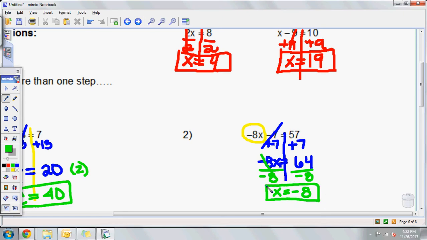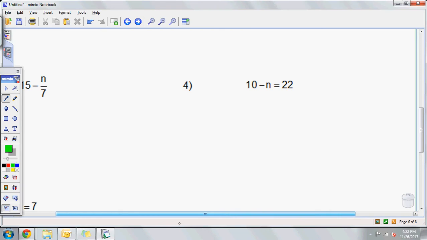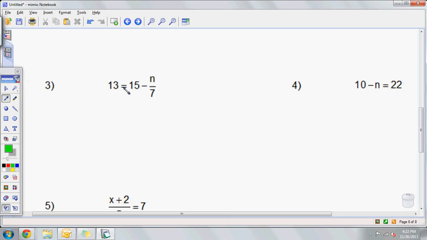Okay. Let's scroll down and do a couple more examples. Number 3 looks a little strange. It's a bit backwards. So again, always start by circling the term with your variable. My n's here. I'm going to actually circle this whole term.